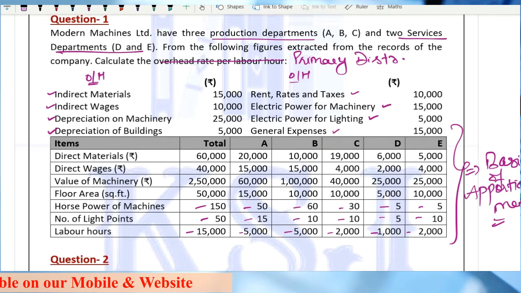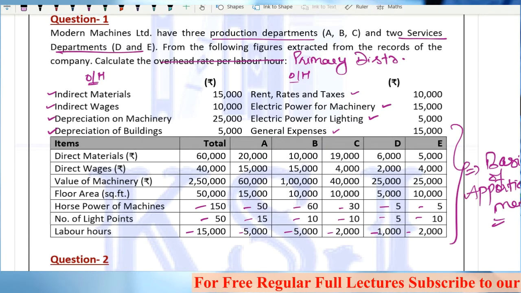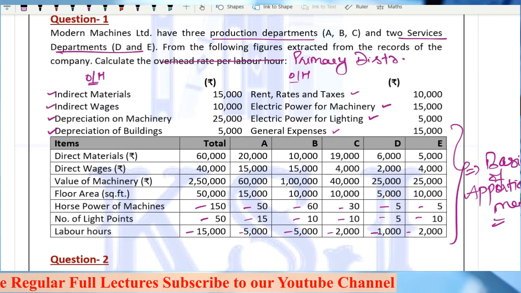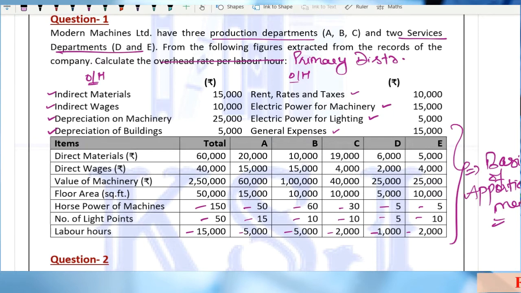Okay. So I hope everyone has done the primary distribution. Now let's see the solution of this. What is the first step, sir? Just tell me, what is the first step? The first step is that you have to take the direct cost of what? Of production department, sir. Am I right? No, sir. You have to take the direct cost of only and only service department.